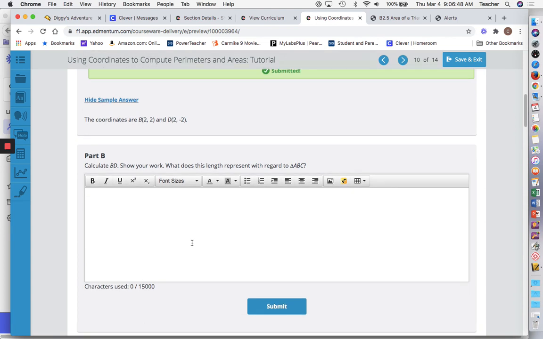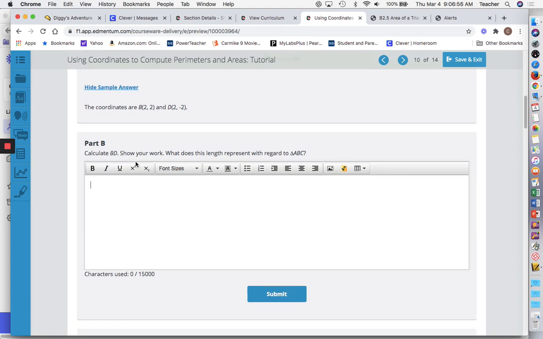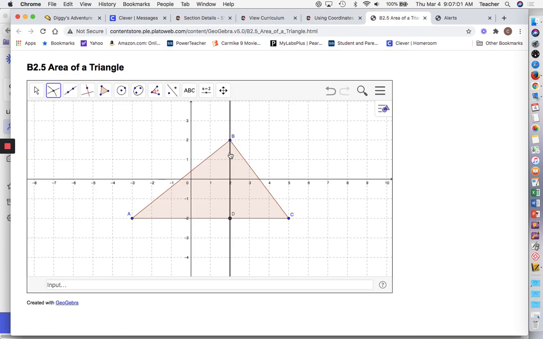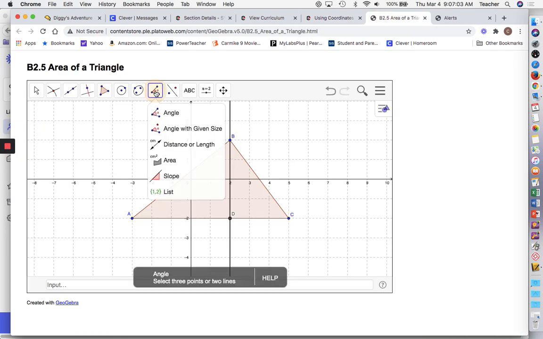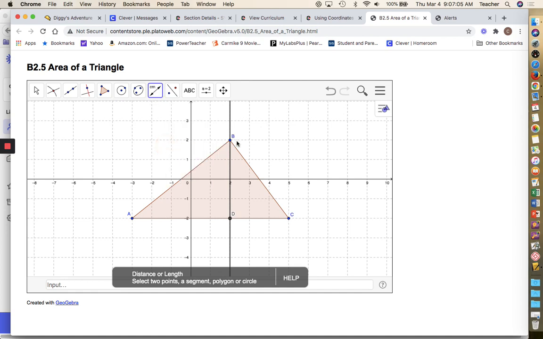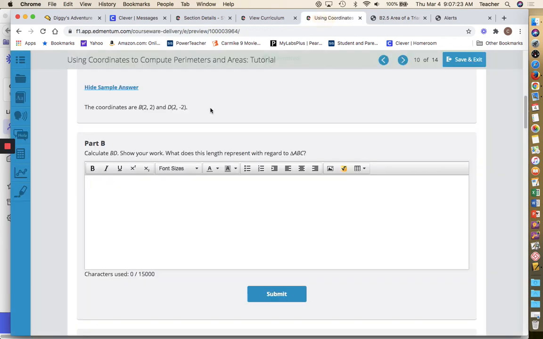All right, calculate BD. Now, you'll notice there's nothing there. That's called the length of it. Show your work. What is the length representing regard of ABC? Okay, so I'm looking for BD. I'm looking for the distance from B to D. So I'm going to come over here to my angle icon and select distance or length. Click on B. Click on D. And it's 4. Now, this really could have been counted, you guys, because you just count the grid marks. So if I'm starting at B, I'm going to go down 1, 2, 3, 4. BD is 4 in length.